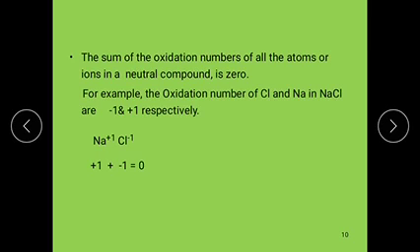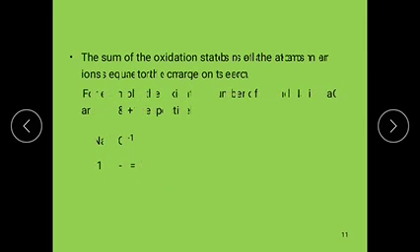The sum of the oxidation numbers of all the atoms or ions in a neutral molecule is equal to 0. For example, the oxidation numbers of chlorine and sodium in sodium chloride are -1 and +1 respectively. Then the total sum of sodium and chlorine in sodium chloride is +1 plus -1, equal to 0.